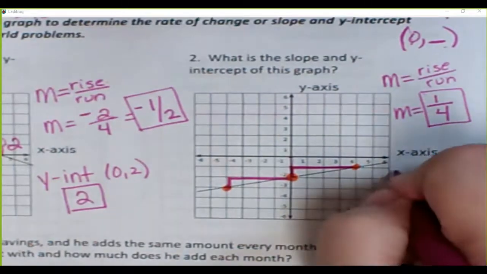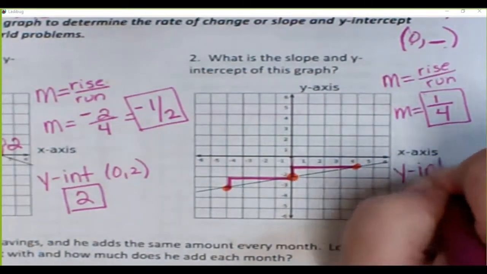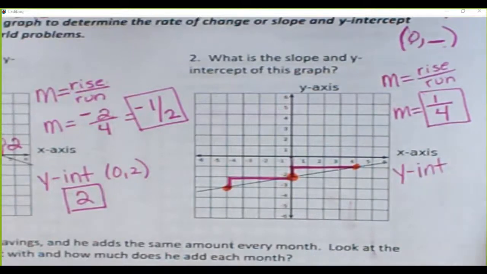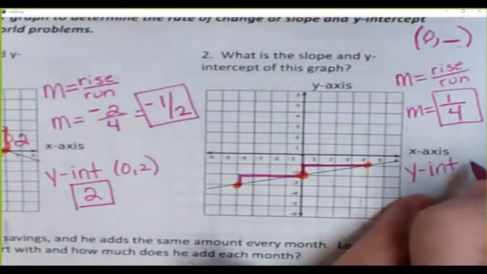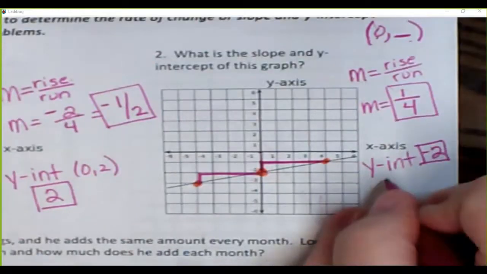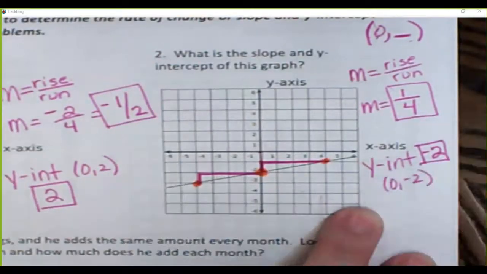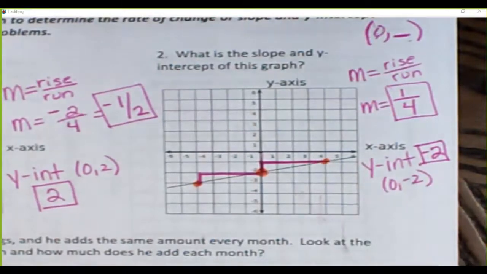All right, what is my y-intercept? My y-intercept is -2, but if it asked for the ordered pair, it would be 0, -2. All right, so we're pretty good with graphs, yes.